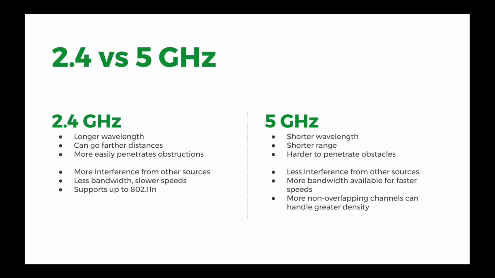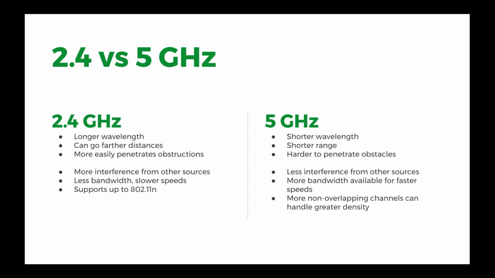But the disadvantage on 2.4 is that there's more interference from other sources such as other Wi-Fi, baby monitors, Bluetooth, and all the other things that operate on 2.4. And then it's also a narrower band. You only have that 60 megahertz for the total band. And then it only supports up to 802.11n. So your speeds on it are going to be more limited.